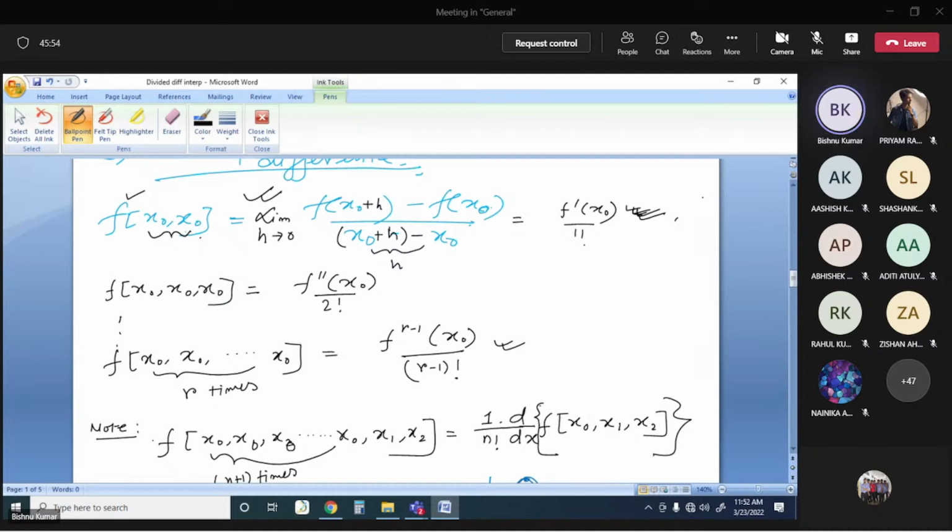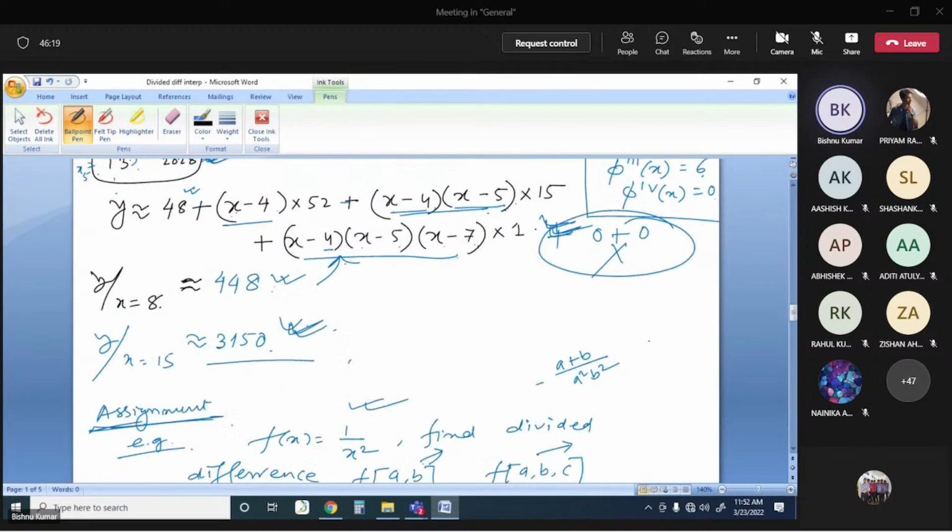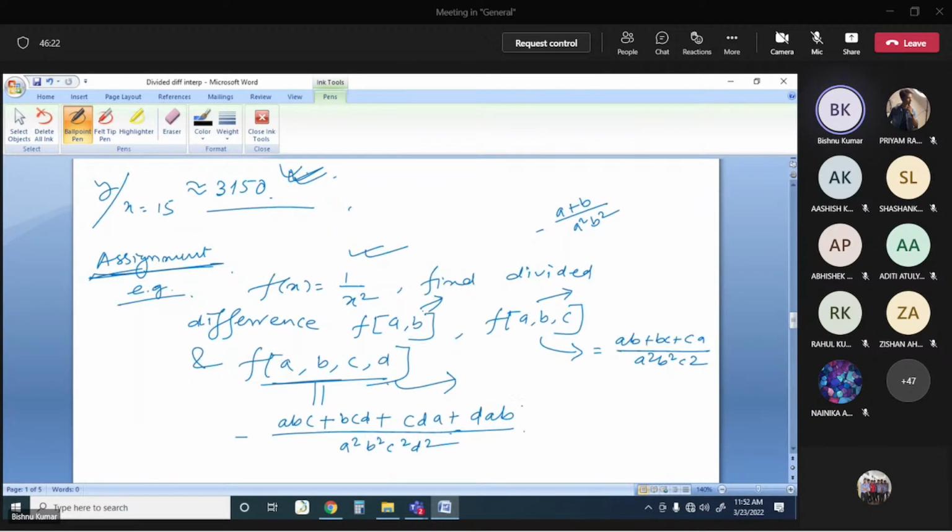It looks like this. For n plus 1 arguments it is matched, and the remaining arguments are not matched. For n plus 1 arguments matching, for that purpose you have to take the derivative of that divided difference term, 1 by factorial and d by dx of, and you have to consider the separate values. And in the lab also, that is the assignment I gave you.